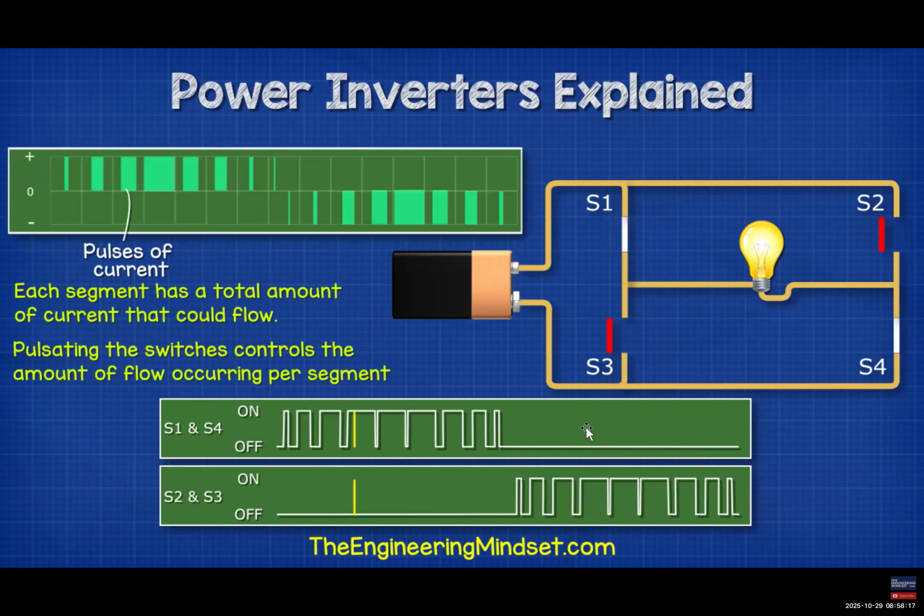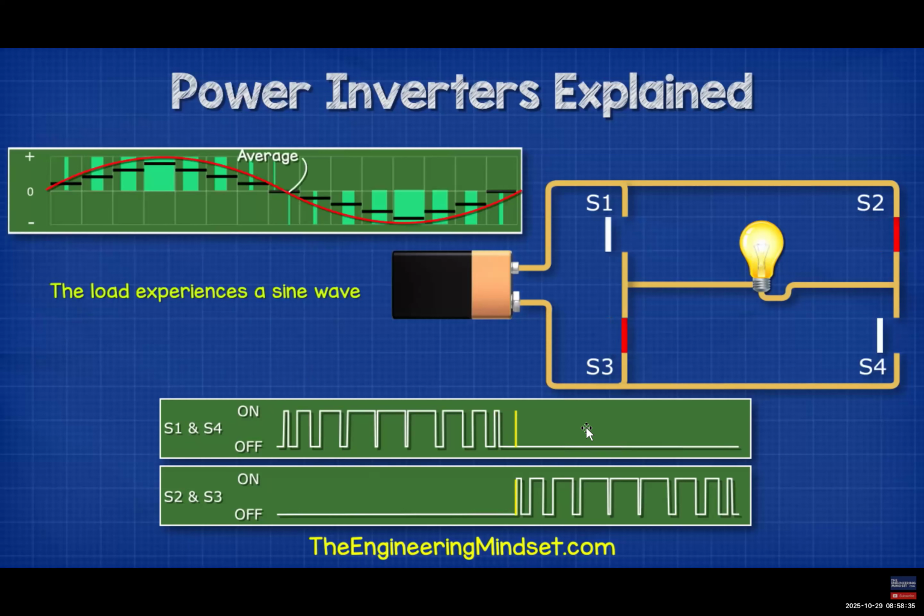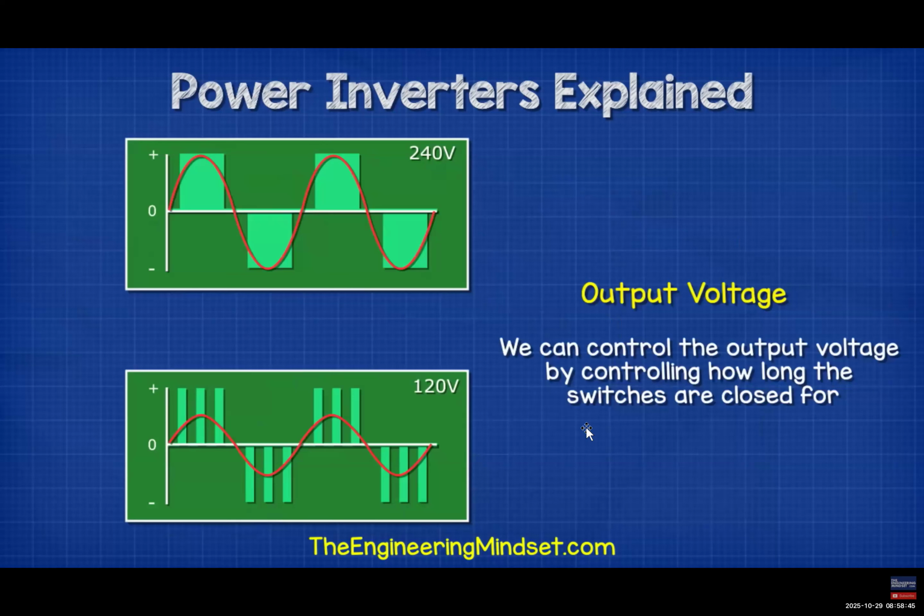The cycle is broken up into multiple smaller segments. Each segment has a total amount of current that could flow. But by rapidly pulsating the switches, we control the amount of flow occurring per segment. This will result in an average current per segment, which we see increases and decreases, thus giving us a wave. The load will therefore experience a sine wave. The more segments we have, then the closer it mimics a smooth wave. We can control the output voltage by controlling how long the switches are closed for.